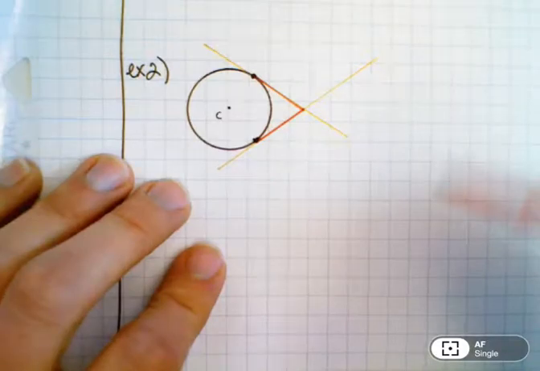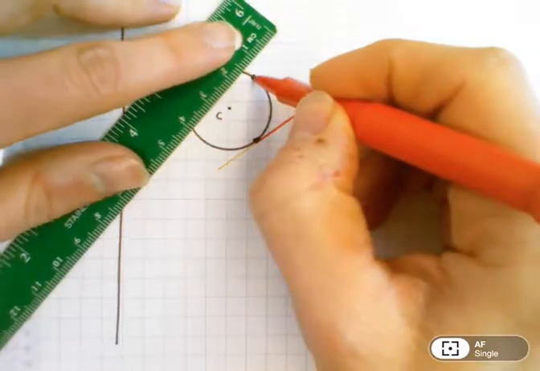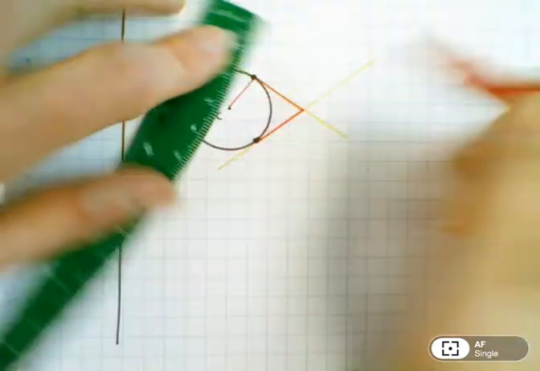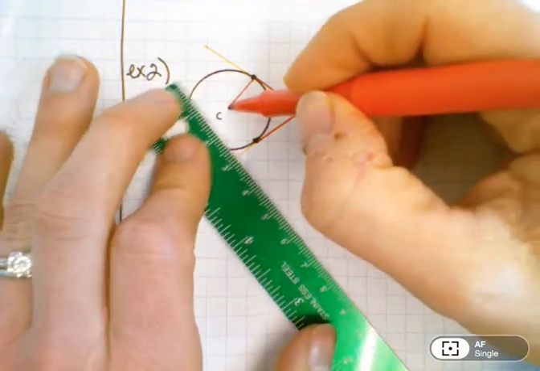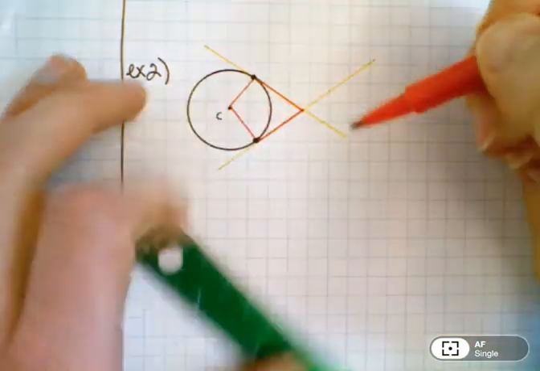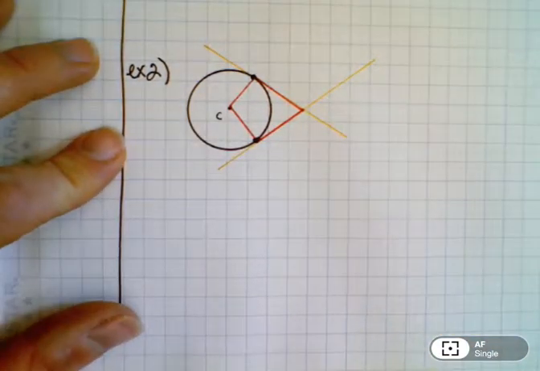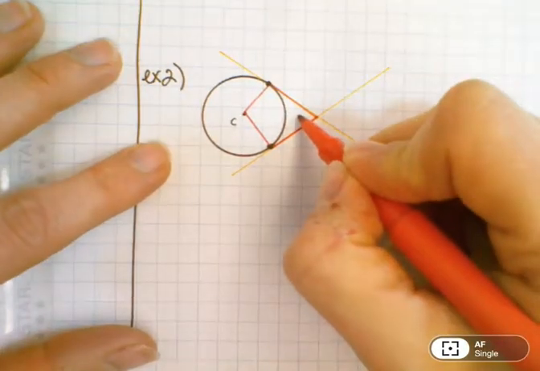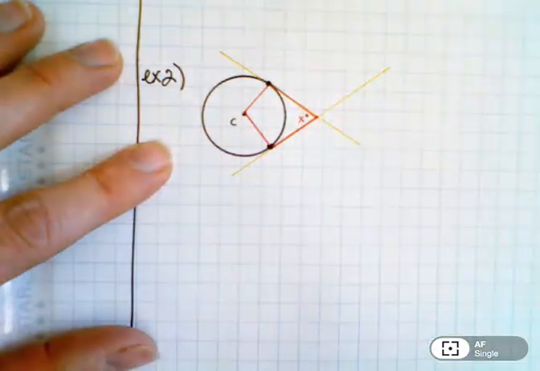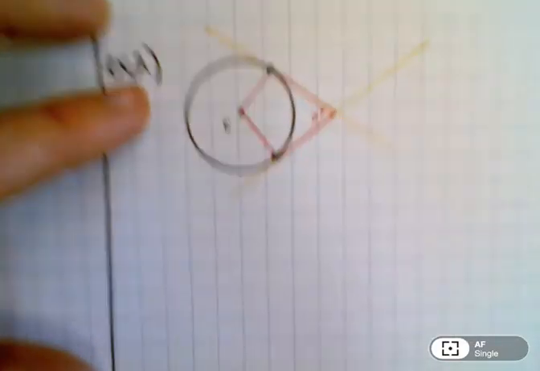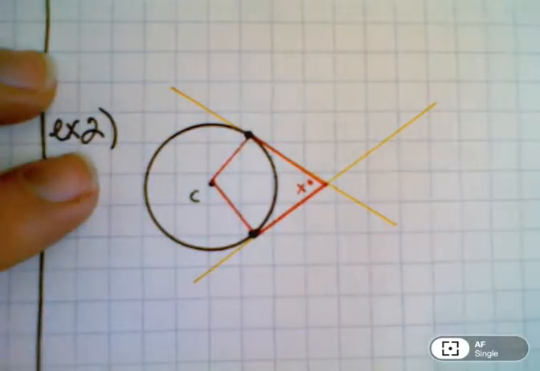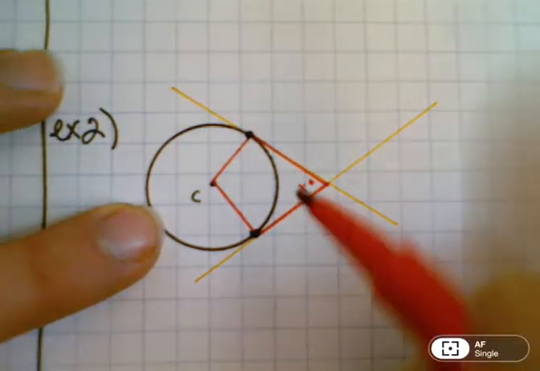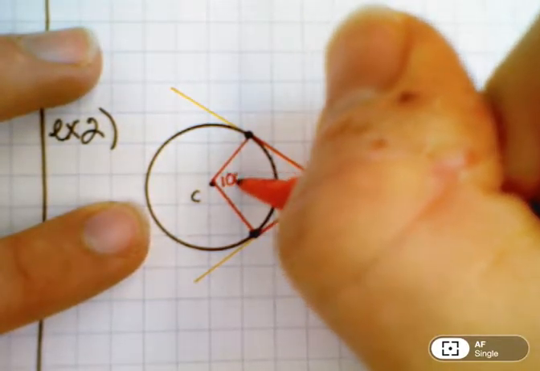Okay, circumscribed angle. And then we're also going to create the radii. One radius there, one radius there. So we're going to label this up with some information. We're going to say this circumscribed angle is x degrees. Ooh, that is hard to see. Hold on. Okay, x degrees. And we're going to say this is 100 degrees.